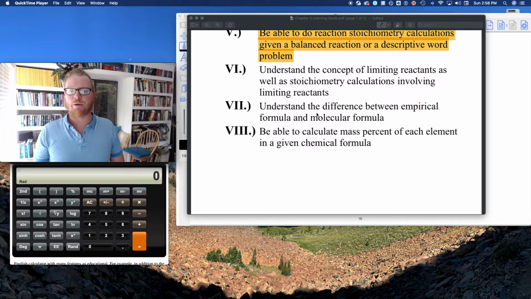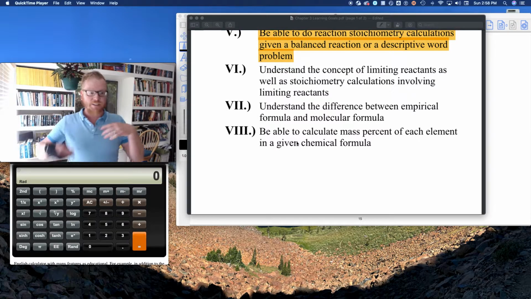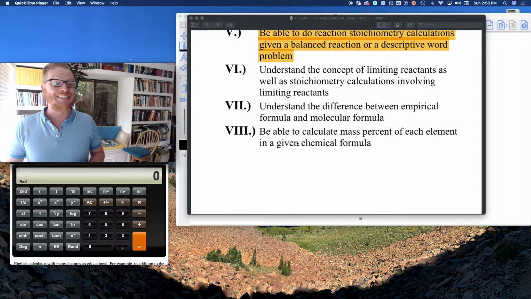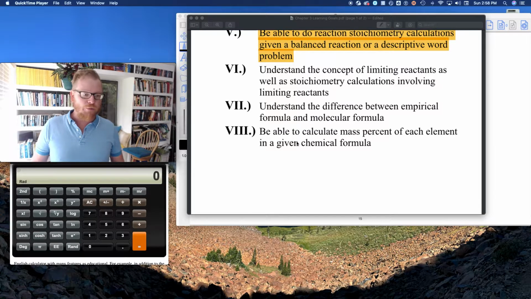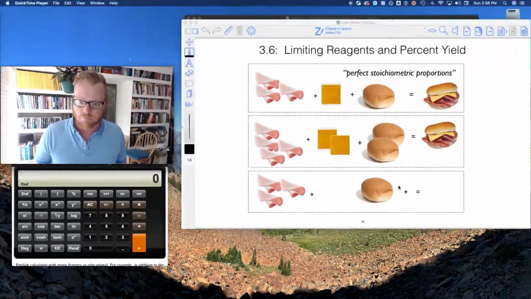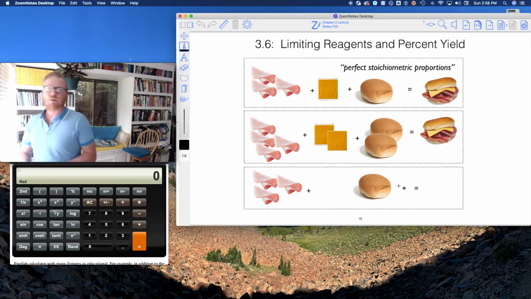Understand the difference between empirical formula and molecular formula, and be able to calculate mass percent of an element given its chemical formula. So I'm going to go through these 3 things, and this is going to be largely more example problems because I really like teaching through examples, okay? So let's talk about the limiting reagent.